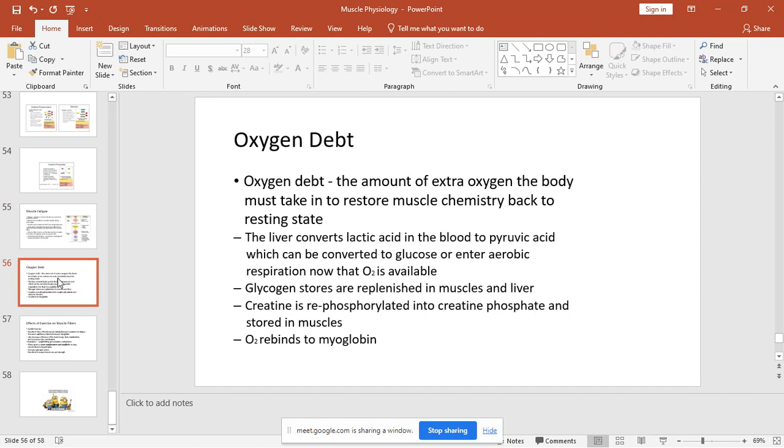Ladies and gentlemen, I also would like to tell you about the concept of oxygen debt. The concept of oxygen debt, guys, is basically the extra oxygen your body needs to take in to restore muscle chemistry back to resting state after muscle fatigue.